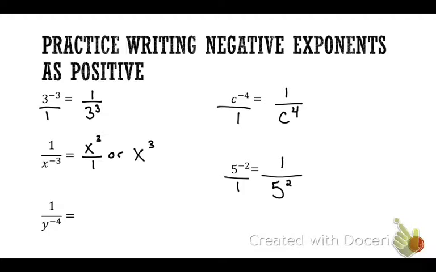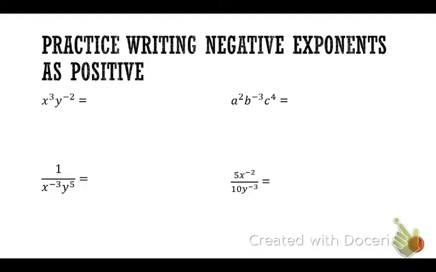Okay, you do y. You go ahead and do y, if you haven't already. All right, how are you going to write y as positive? All right, Hayden, what did you get? Very good. Y to the fourth power over 1, or just y to the fourth power. Give me a thumbs up if you got it. Did you guys get that? Okay. All right, very good.